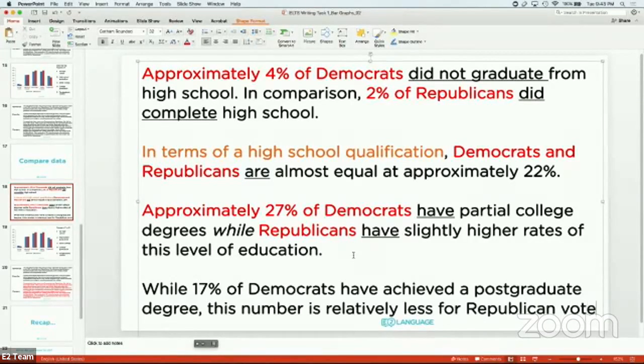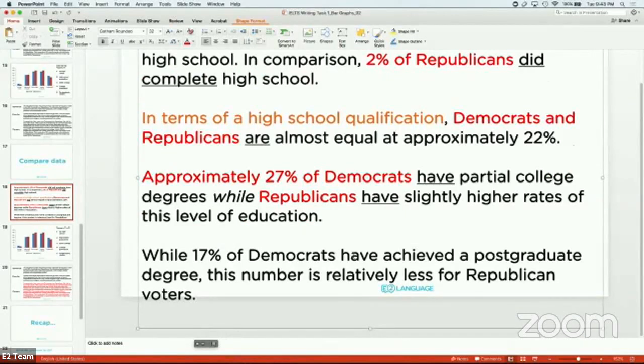Okay, so I've written a different type of sentence here. What I've done here is I've put this while at the beginning, then I've done my subject. Here's my subject in red. And then I put my verb, but this time it's have achieved postgraduate degree. Then I've said this number is relatively fewer or less for Republican voters.